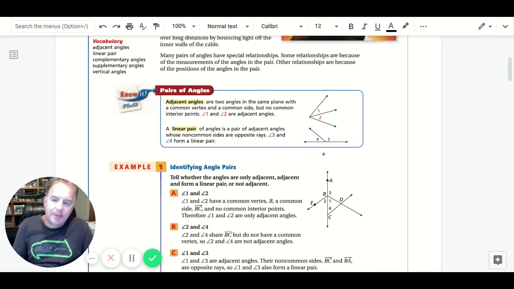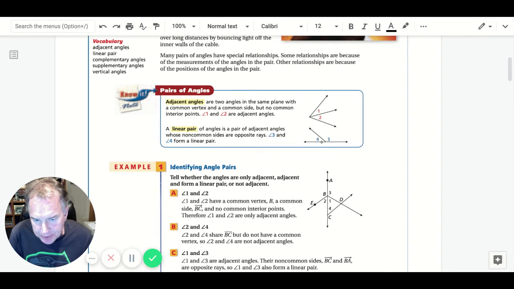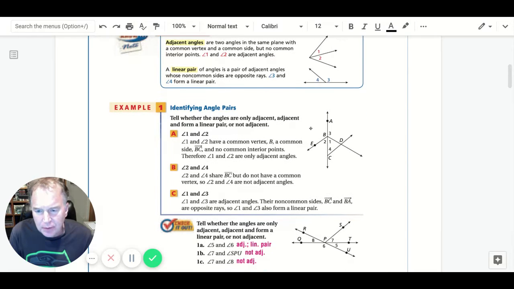Now I need to point out one other thing, and this has to do with the homework too. In order to be a linear pair and make a straight line, they have to be adjacent angles. Automatically, they're adjacent if they're a linear pair. I don't really like their directions here. These are exactly the same as your questions: tell whether the angles are only adjacent and form a linear pair, or not adjacent. They've made that completely confusing for no reason. So I guess only adjacent means that they're not a linear pair. They're next to each other, but they're not a linear pair.